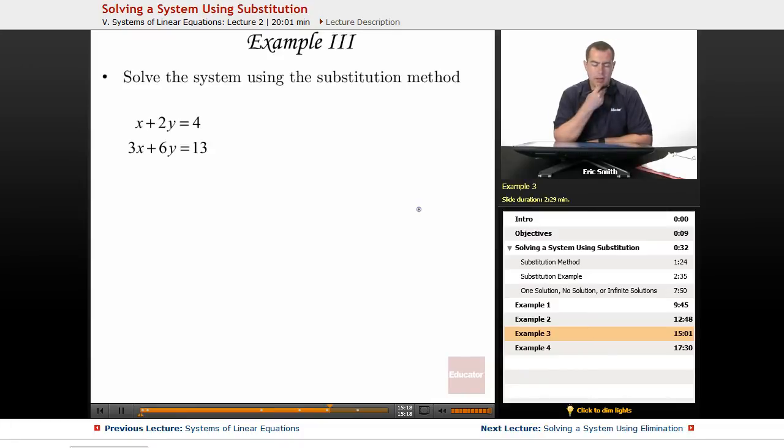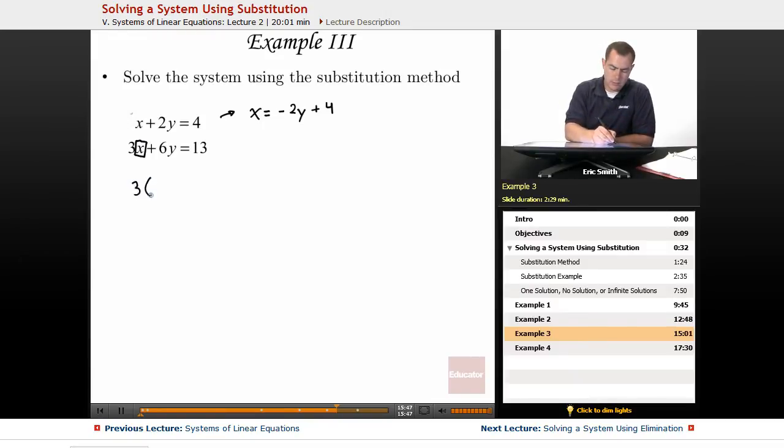So I'm going to start off like I did with the other examples. We really just want to take these and solve it for one of our variables. And I'm going to solve the first one for x, since that one looks like it'd be nice and easy to get isolated. So that would give me x equals negative 2y plus 4, subtracting 2y from both sides. Now that I have x isolated, let's substitute it into the second equation.